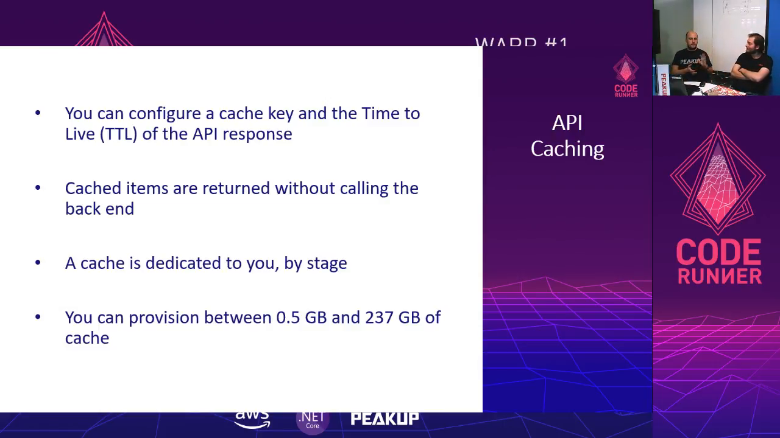But so, the other one, API caching. I mentioned it in the beginning of the presentation. We can use API caching between 500 megabytes and 237 gigabytes, and that's a lot of data.